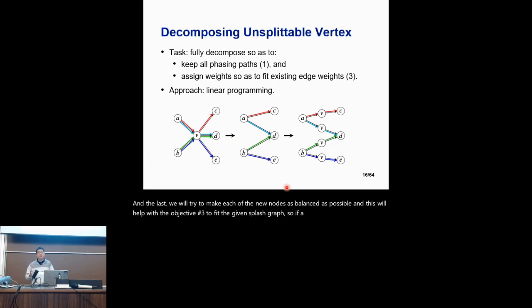If a node is not splittable, then it is unsplittable, and we will use a different procedure to decompose it. In this case, we fully decompose the node just following all the phasing paths, and we will have a bunch of new edges corresponding to the phasing paths. We calculate the weights of those edges using linear programming to directly fit the weights of the existing edges. Again, we can check the objectives: the phasing paths are preserved, and we directly optimize objective number 3.